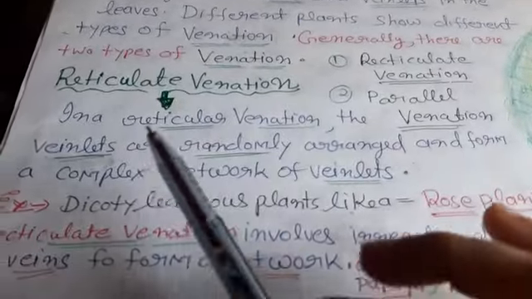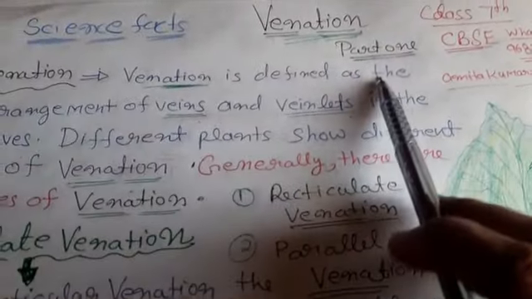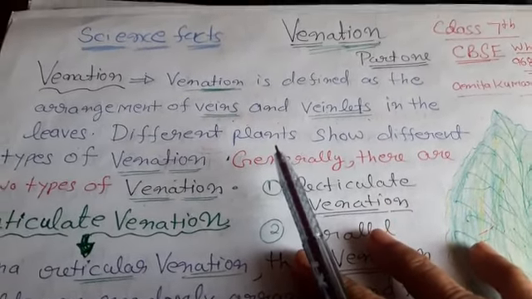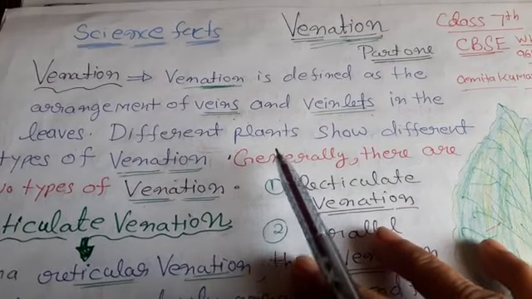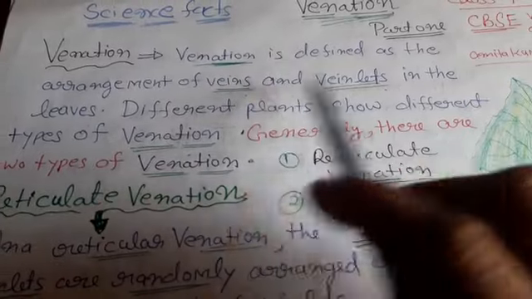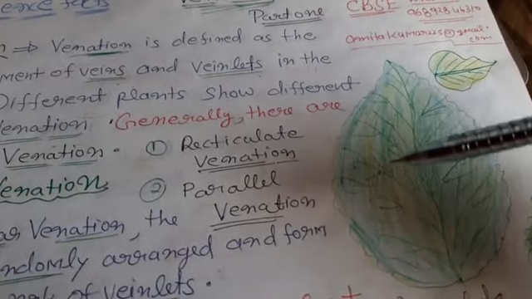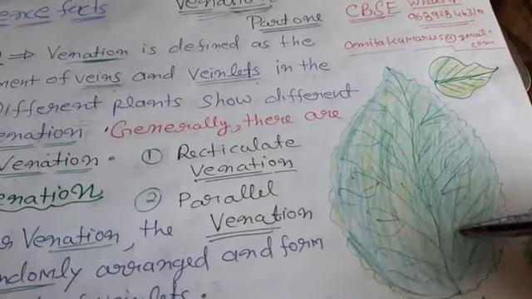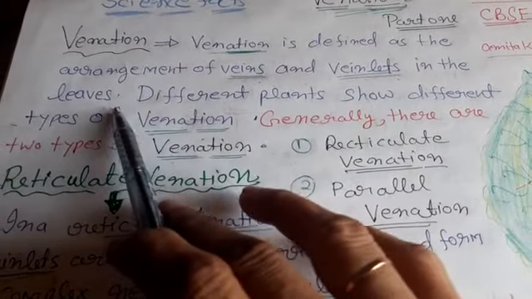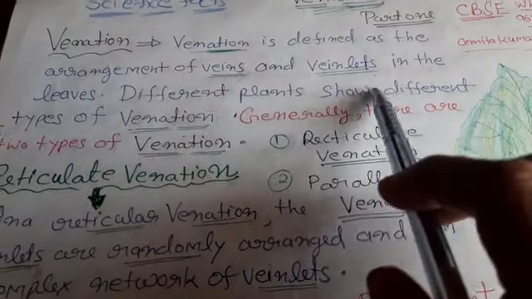Okay, so this is a description of reticulate venation. Let's revise again: venation, part 1. This topic is taken from class 7, a very important topic from leaves. Venation is defined as the arrangement of veins and veinlets. In simple language, the arrangement of veins and veinlets in the leaves is called venation.